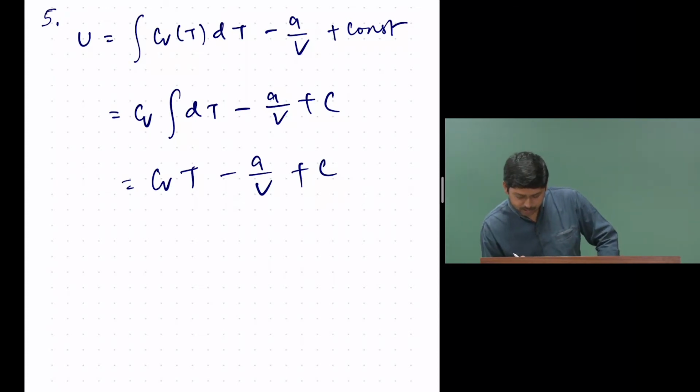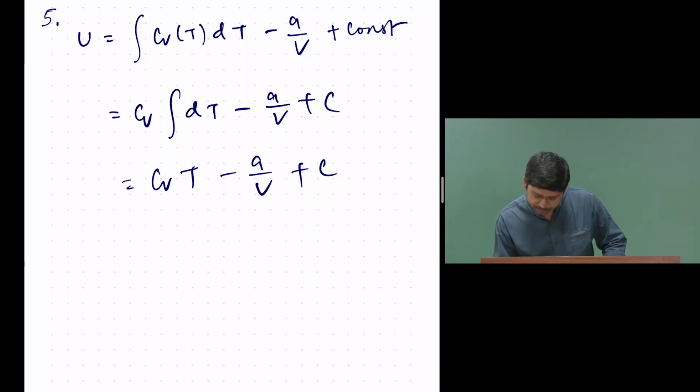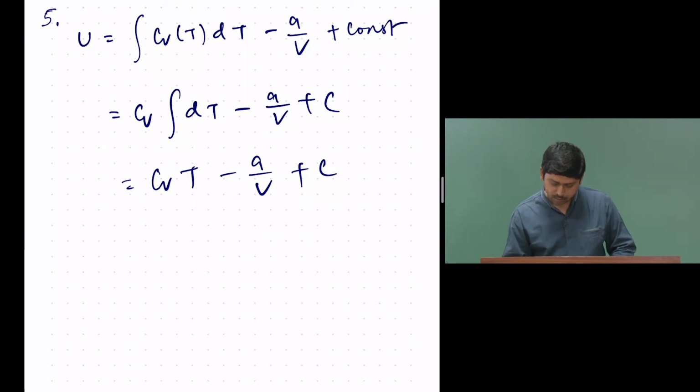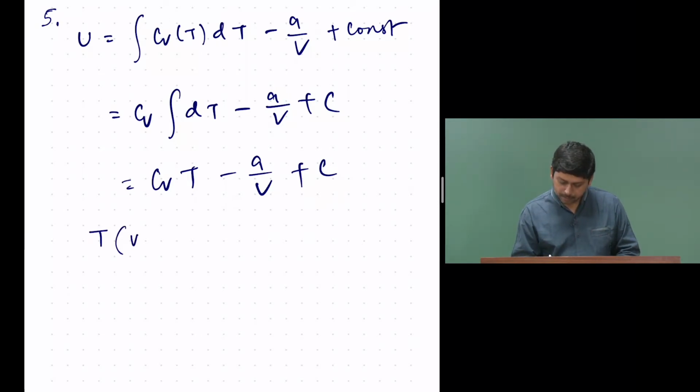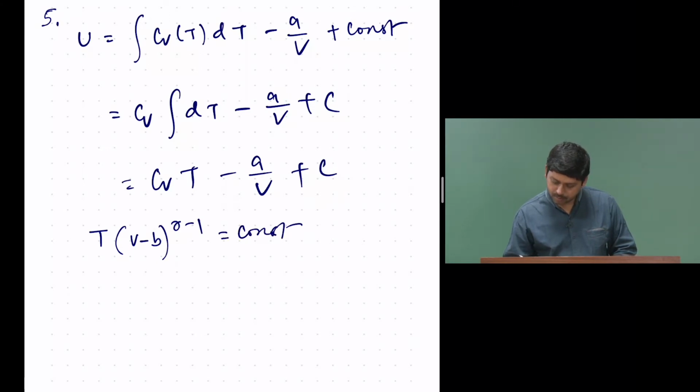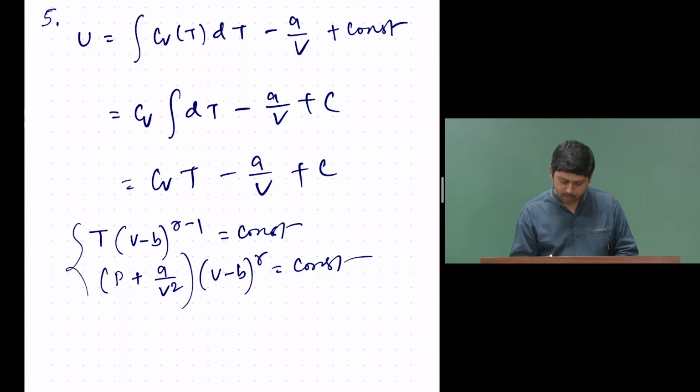Now, it says that for an adiabatic quasi-static change, show that T (v minus b) to the power gamma minus 1 is constant, or (p plus a by v square)(v minus b) to the power gamma is constant. That we need to show.